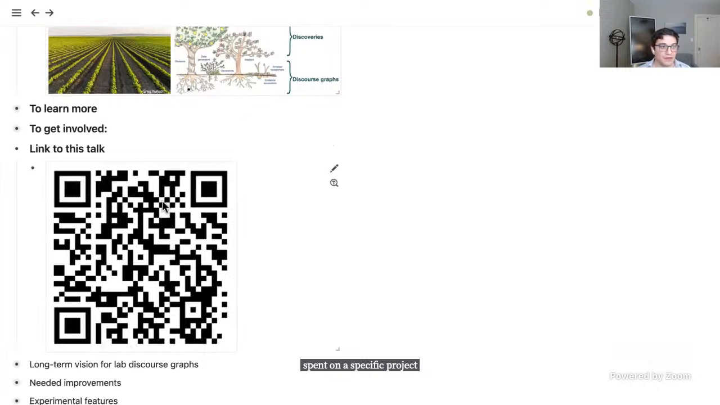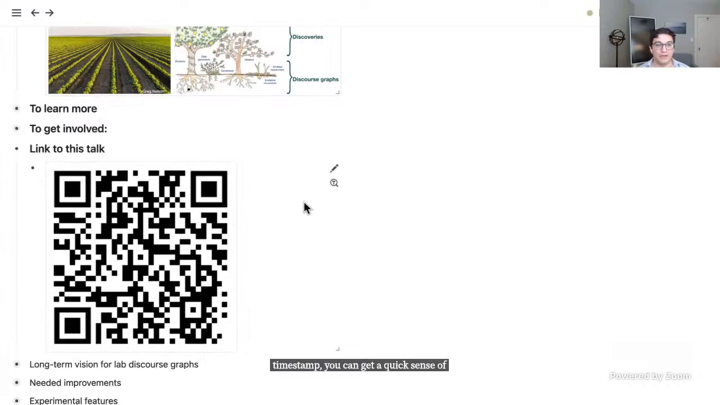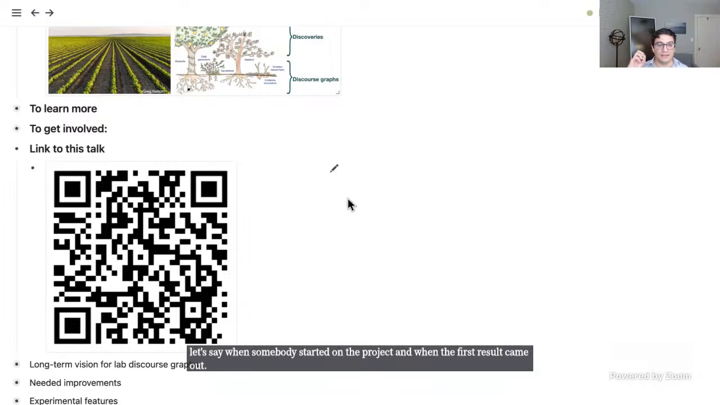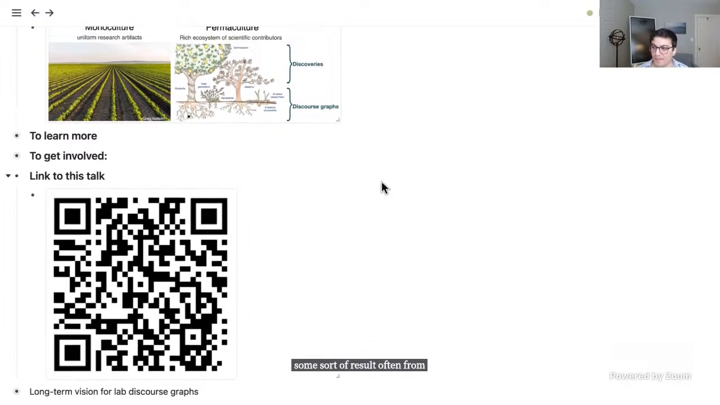Yeah, so because each of these bullet points has its own timestamp, you can get a quick sense of the length of time between, let's say, when somebody started on the project and when the first result came out. That type of analysis has shown that it's on the scale of several weeks between when somebody joins the lab and when they start generating some sort of result.